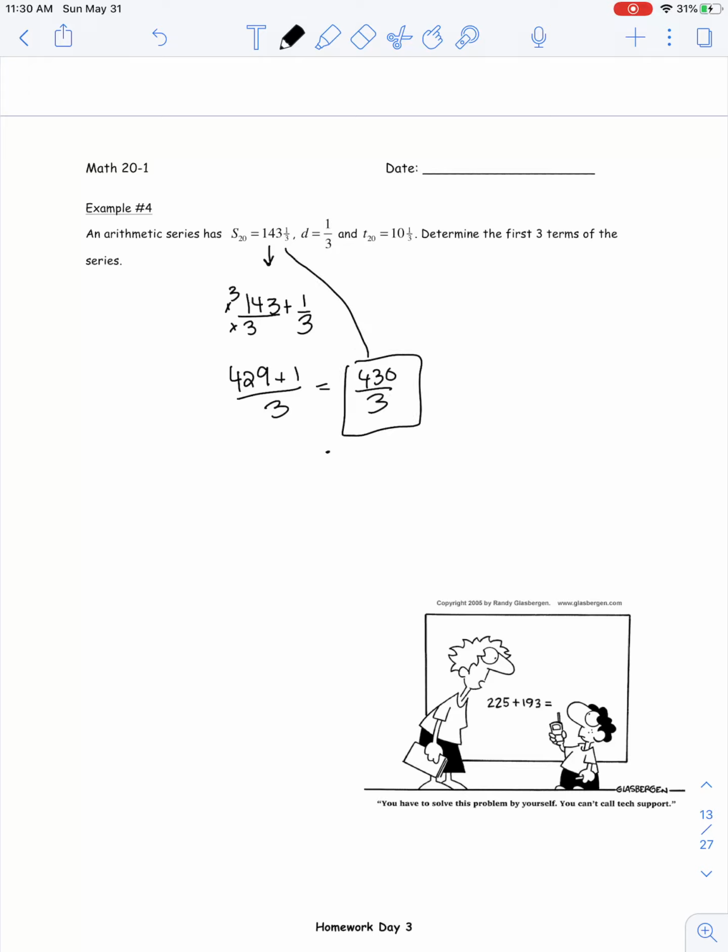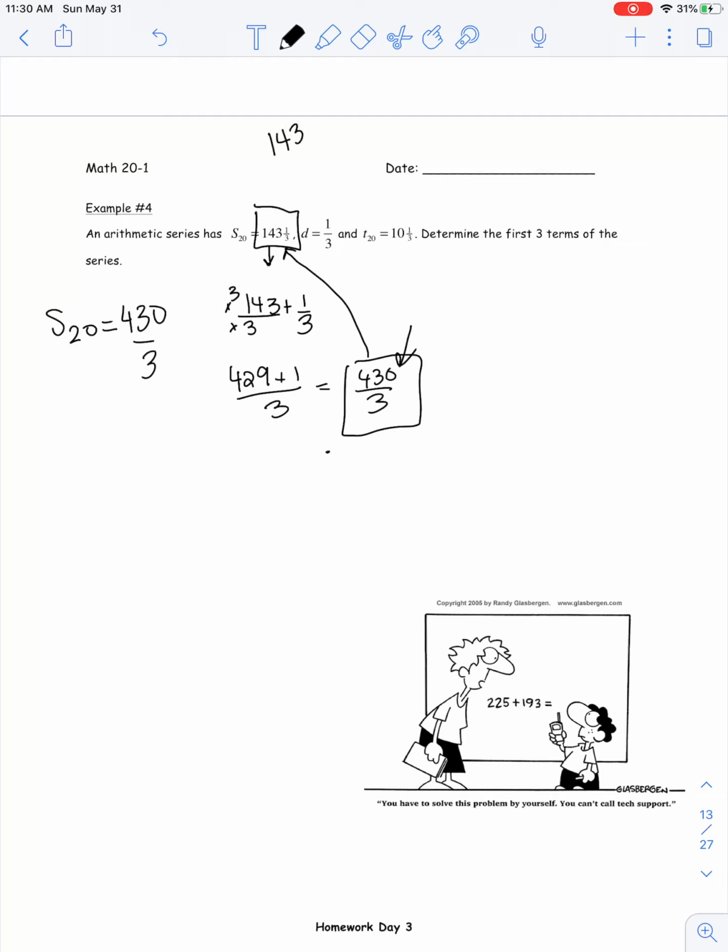Okay, so this is the same format, but this one was, trying to remember the names of them, improper fractions. So this one's an improper fraction. So we want it that way because we don't want to write it like this where we have a whole number and a fraction part. It's better to write it in where you have a numerator and a denominator. So our S20 is going to equal 430 over 3.